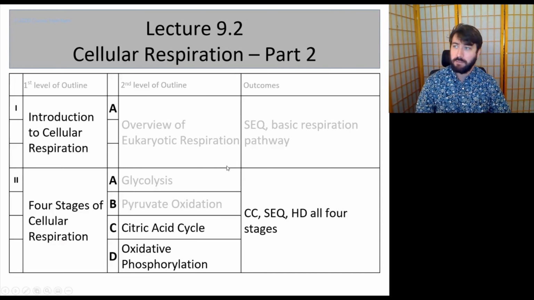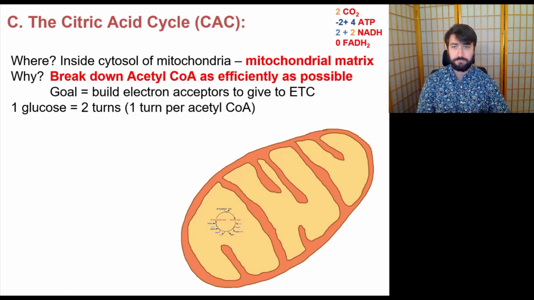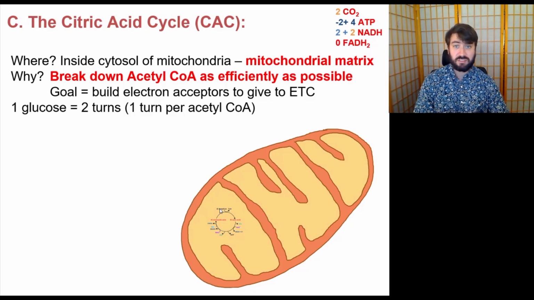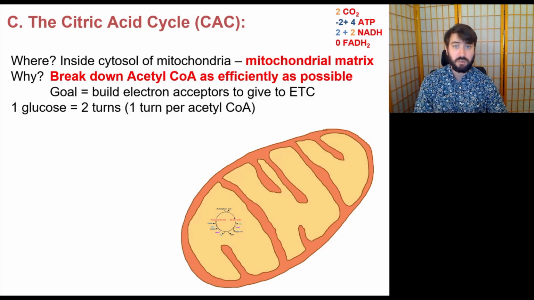Anyway, moving on. Lecture 9.2, Cellular Respiration, Part 2. So, we're going to start with the next stage in this process, the citric acid cycle. The citric acid cycle takes place inside the mitochondrial matrix down here, which is basically just kind of this extra dense cytosol inside the folds of the mitochondria.